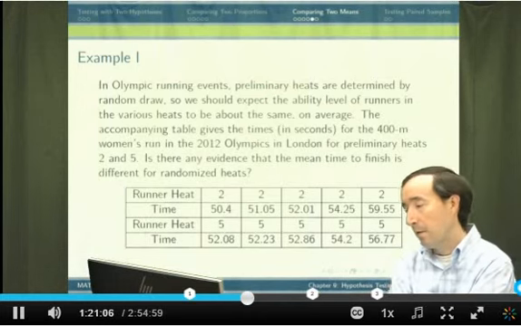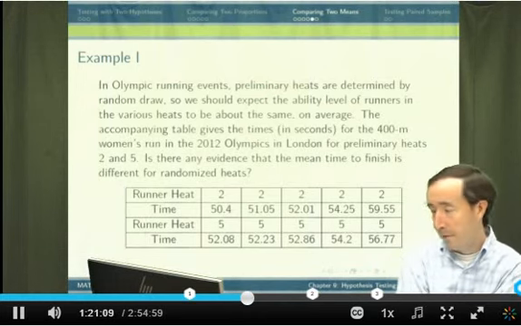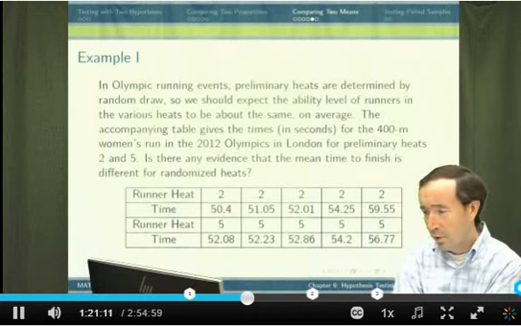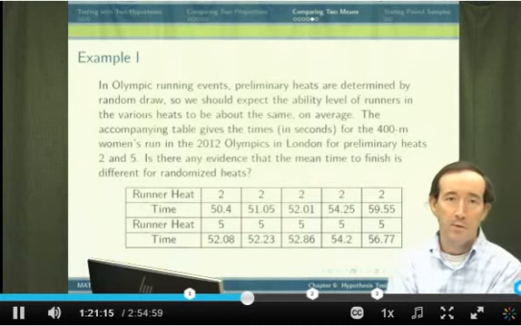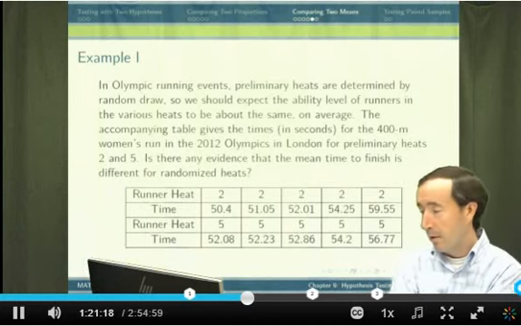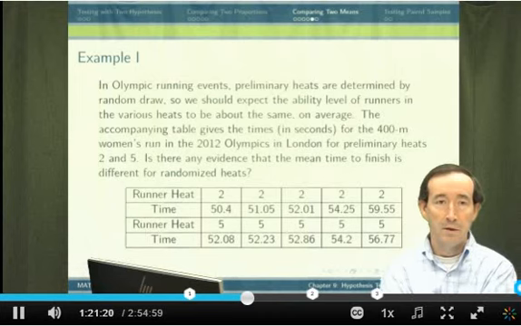Now I'm ignoring two individuals here. There was one who did not finish in Heat 2 and one who did not start in Heat 5. So I'm just throwing those out and pretending like they weren't part of the group. And that left 5 runners in each heat.